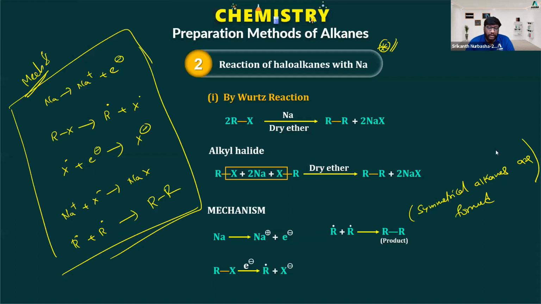Even if we want unsymmetrical alkanes, what we have to take? We have to take two different types of alkyl halides. If you take two different types of alkyl halides, you will always get a mixture of products. You are not going to get symmetrical alkanes. R dot plus R dot will form the respective R-R, which is nothing but your symmetrical alkane. Na plus X minus will form NaX. This is the mechanism of your particular Wurtz reaction.